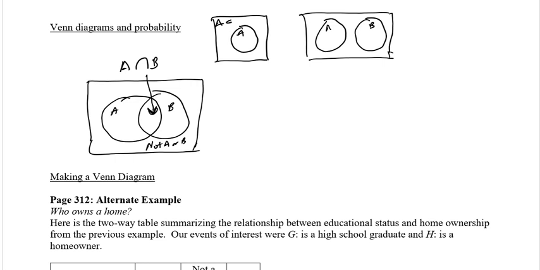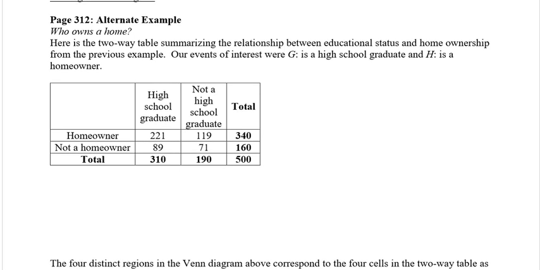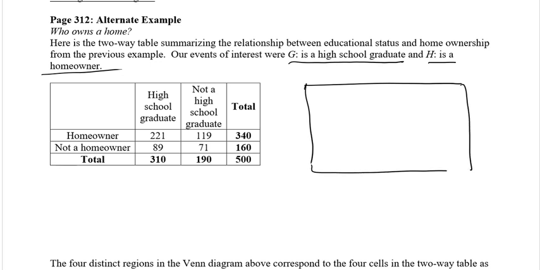So let's look at a two-way table summarizing the relationship between educational status and homeownership from the previous example, the one we just used. We're going to do two events. G is being a high school graduate, H is being a homeowner, and we're going to make a Venn diagram. There is overlap, we know that, so we're going to do a nice big circle, nice big circle. This is going to be event G, high school graduate, and this is going to be H, a homeowner.